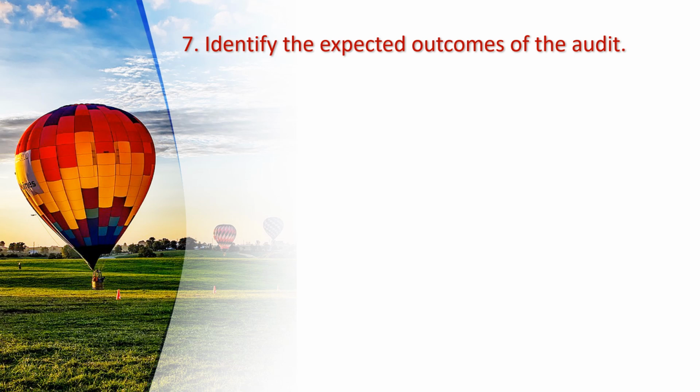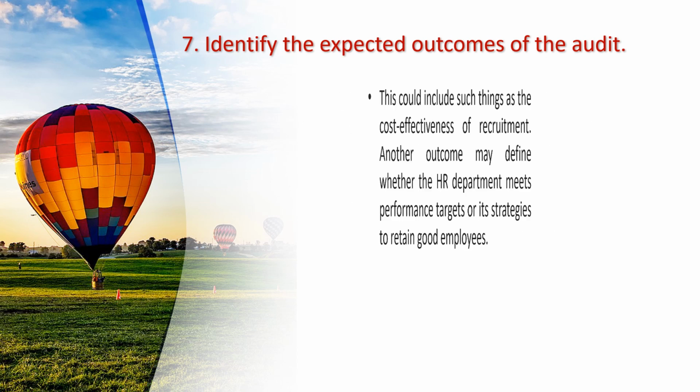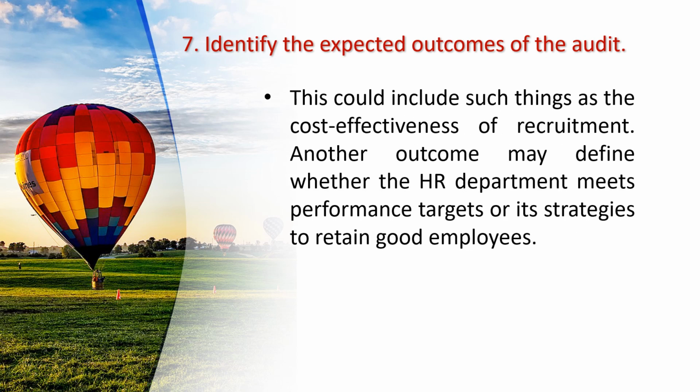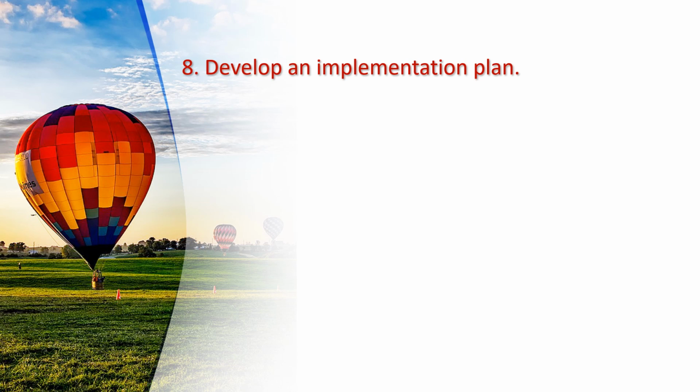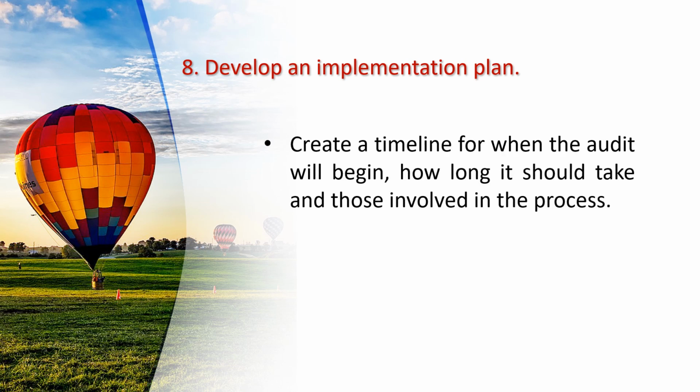Number seven, identify the expected outcomes of the audit. These could include such things as the cost effectiveness of recruitment. Another outcome may define whether the HR department meets performance targets or its strategies to retain good employees. And number eight, develop an implementation plan. Create a timeline for when the audit will begin, how long it should take, and those involved in the process.